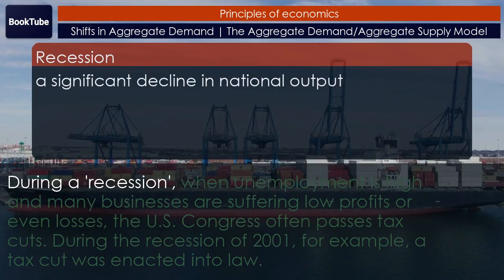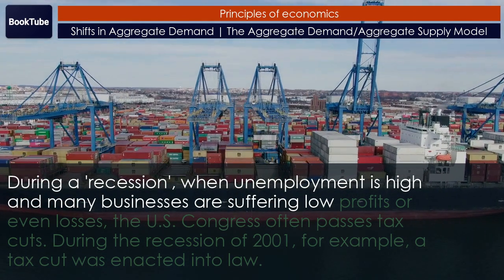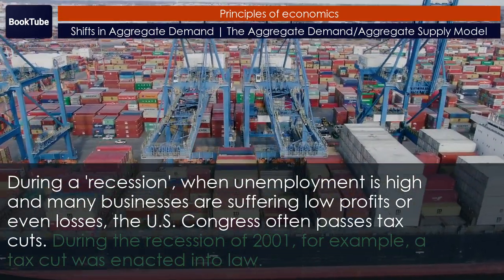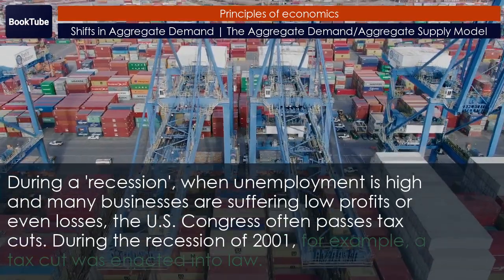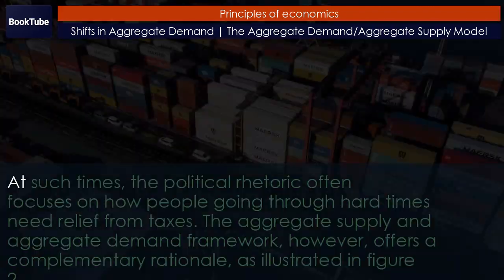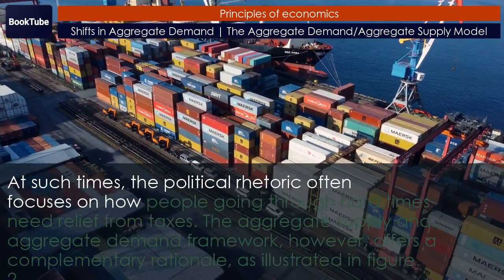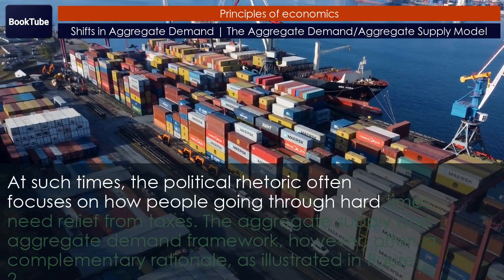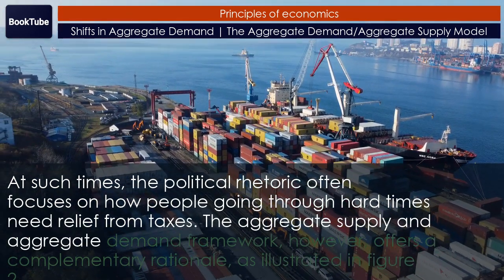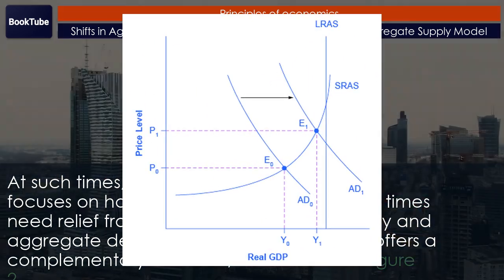During a recession, when unemployment is high and many businesses are suffering low profits or even losses, the U.S. Congress often passes tax cuts. During the recession of 2001, for example, a tax cut was enacted into law. At such times, the political rhetoric often focuses on how people going through hard times need relief from taxes. The aggregate supply and aggregate demand framework, however, offers a complementary rationale, as illustrated in Figure 2.